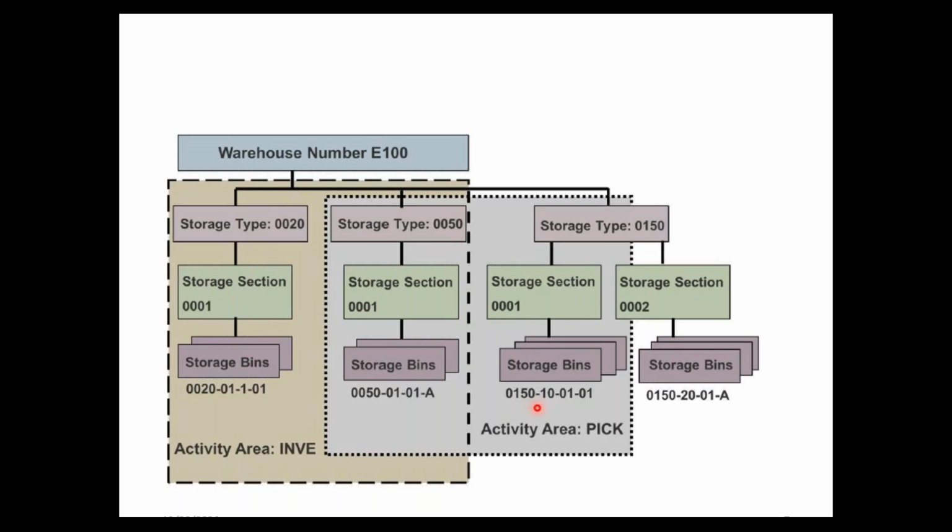See these bin coordinates, the bin numbers: it's storage type, storage section, and then let's say aisle 10, rack 1, level 1, just like that. There can be any way that you want to define your bin number. So it is based on the bin coordinates and bin structure. This picture is highlighting that for activity area PICK, there are two bins. For activity area INVE, there are two bins, which is 2111 and 5011A. That means this bin is part of two activity areas.